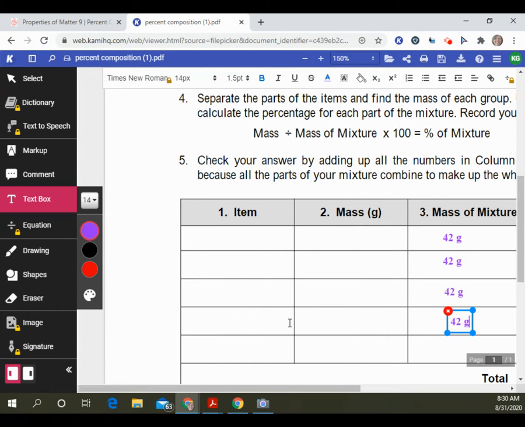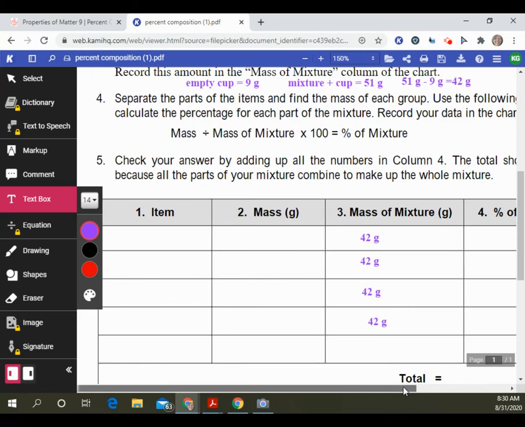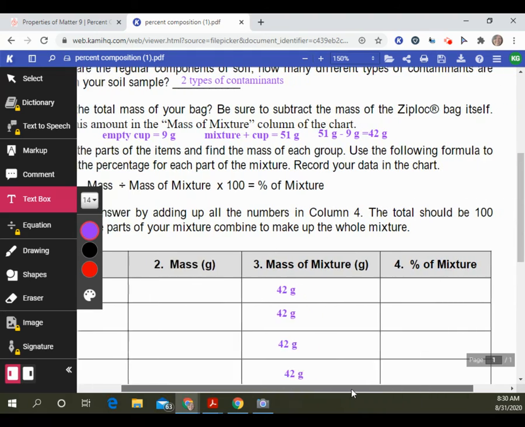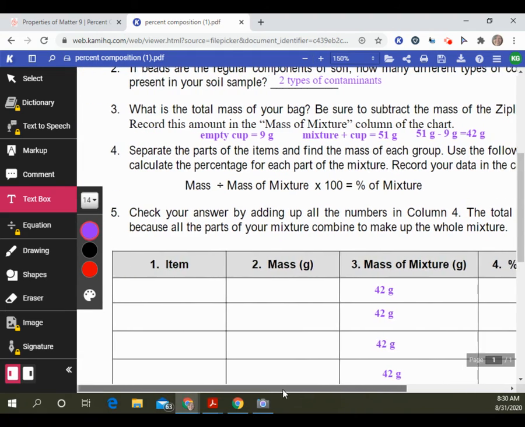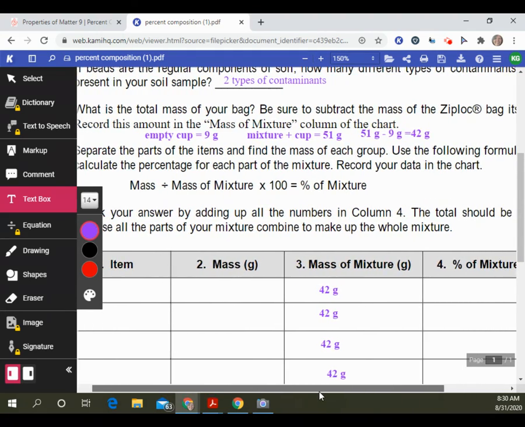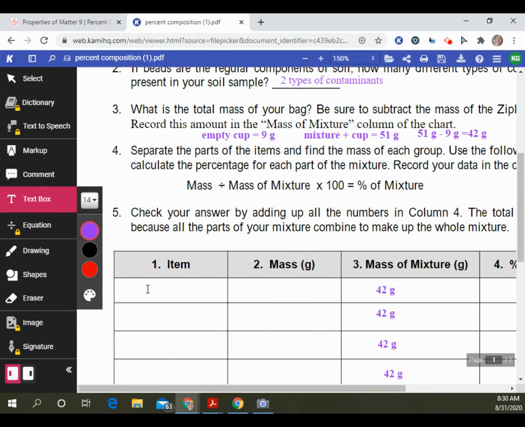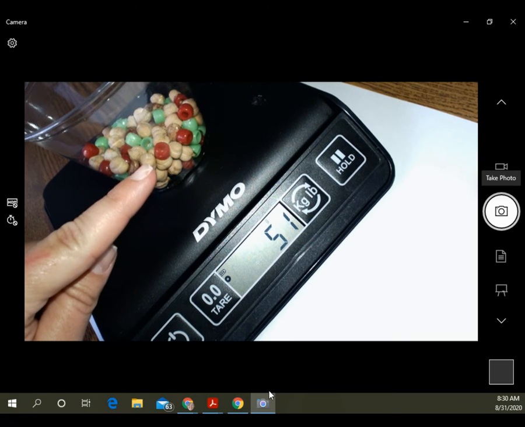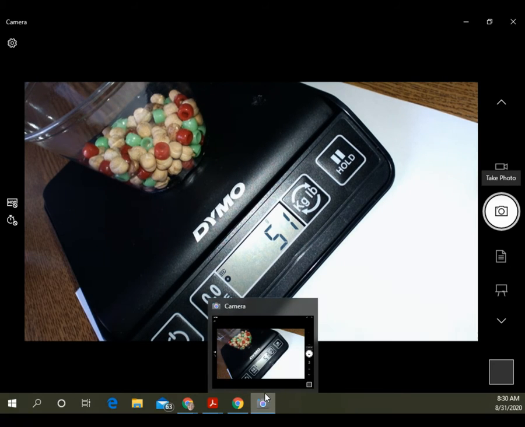We have 4 kinds of things, so we're going to put that in the 4 columns there. Now it says for us to separate the parts of the items and find the mass of each group. Use the following formula to calculate the percentage for each part of the mixture. All right, so let's go ahead and type in the items. If we go back to our mixture, we have red beads, chickpeas, pinto beans, and green beans.